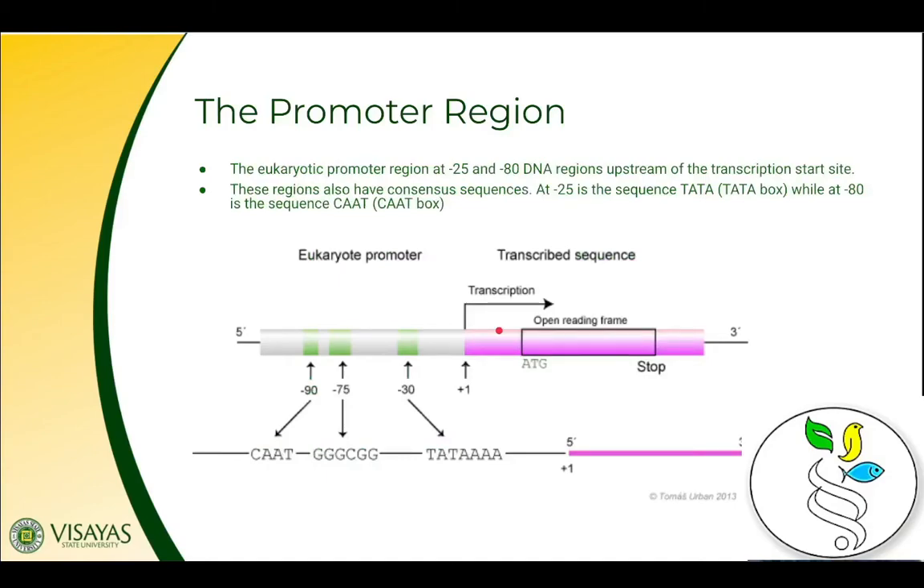In the eukaryotic promoter region, this is located at -25 and at -80, DNA regions upstream of the transcription start site. These regions also have consensus sequences. At -25 here, the sequence TATA, or what we call the TATA box, is found. While at -80 here is the sequence CAAT, or the CAAT box. So if you notice here, -10 and -35: -10 TATAAT, -35 TTGACA. For eukaryotic, -25 TATA box, and -80 CAAT box.